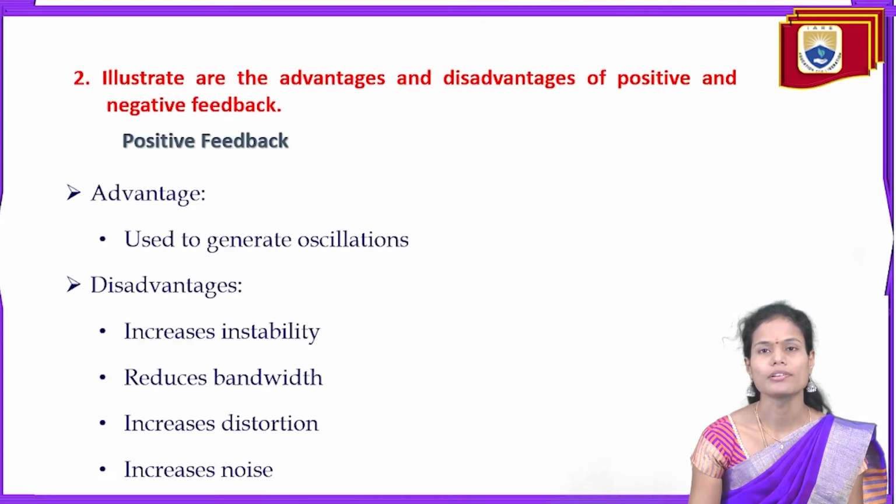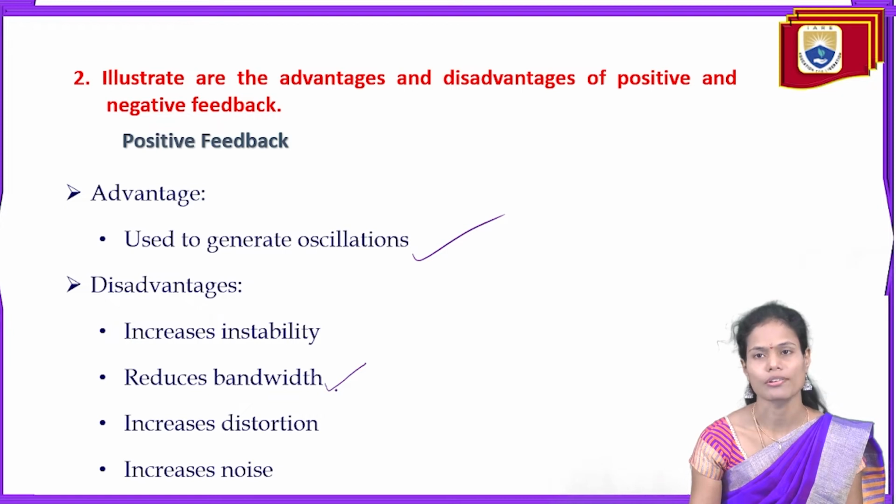So the next one is to illustrate the advantages and disadvantages of positive and negative feedback. Here we are going to explain in detail all the advantages and disadvantages of positive and negative feedback. The basic advantage of positive feedback is that it will generate oscillations, and the disadvantage is that it leads to instability in the circuit and it reduces the bandwidth and worsens the distortion and also the noise.